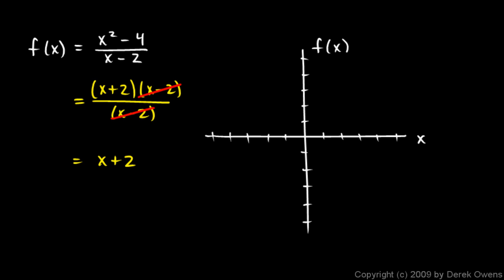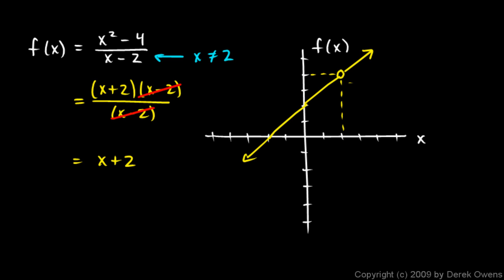So that's the same function we had before, except we can't have a 2 down there, because a value of 2 for x would give us a 0 denominator. So we can't have an x value of 2. So if we graph this function, when we get to this point, we have to have a hole in the graph right there at the point (2, 4). Otherwise, the graph is the same. It's just the line y equals x plus 2, but there's a hole in the graph right there.